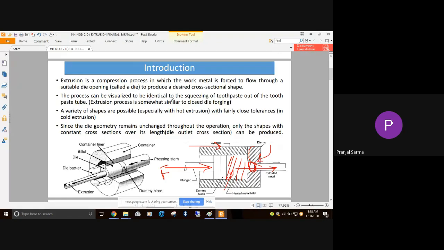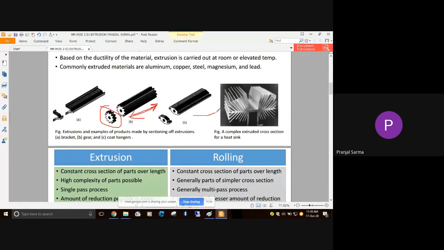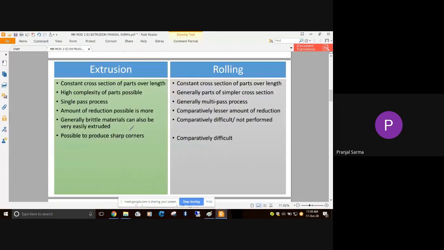We have discussed that the die geometry is unchanged throughout the operation, and because of that the extruded part we get is of constant cross section over the length. We have also seen how discrete parts can be obtained from a continuous extruded part by cutting it at the required thickness, and how very sharp corners can be easily obtained with the extrusion process.